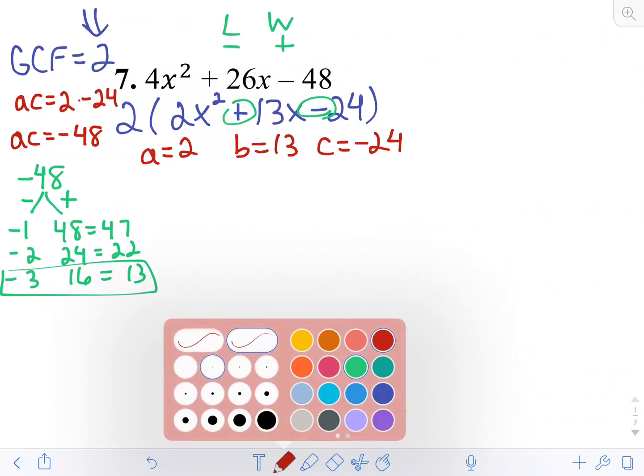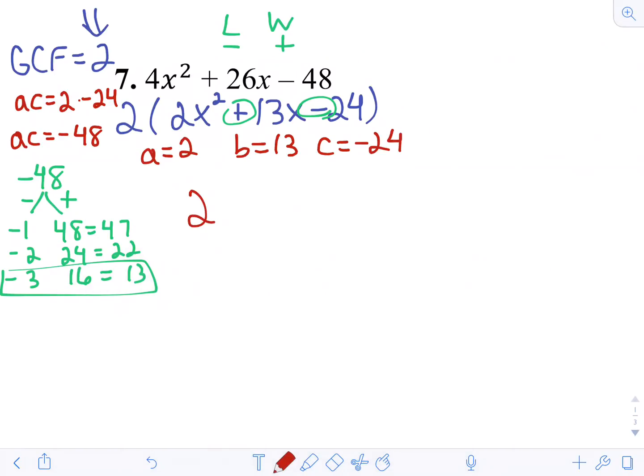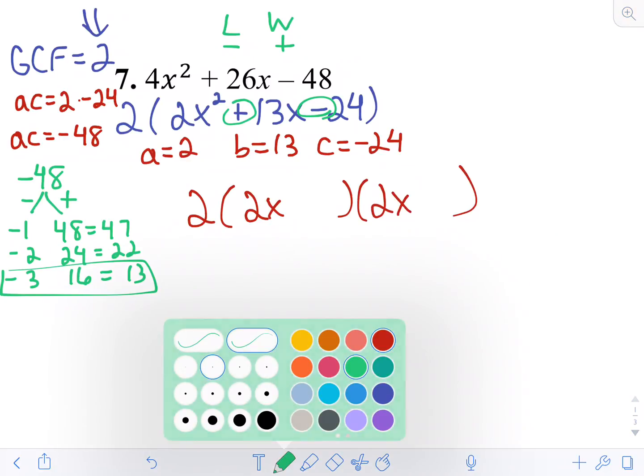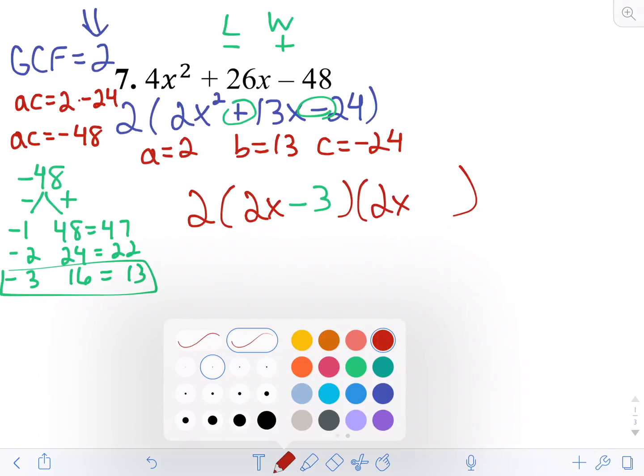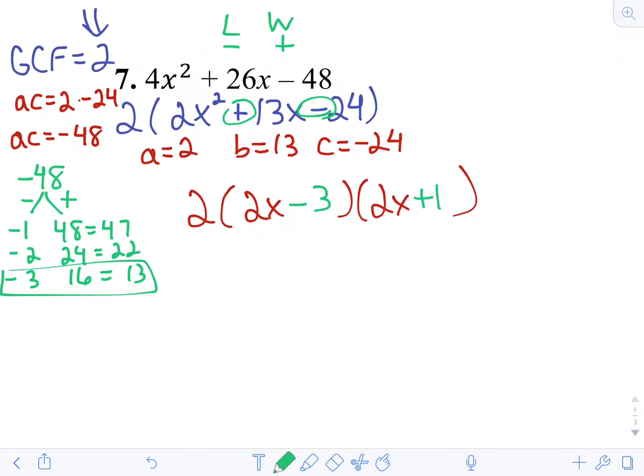So when I rewrite this, I know I'm going to have 2. Don't forget your 2. We're going to have 2x plus or minus something, 2x plus or minus something. And those somethings were my minus 3 and positive 16. Let me rewrite that. Okay, 2x, and then we have plus 16.